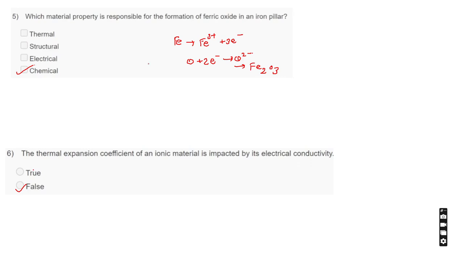In contact with the air or in contact with the water, what will happen? This ion changes to Fe3+, and the oxygen will already be in the air or whatever water. Then that also will be O2-. Then it will make Fe2O3.